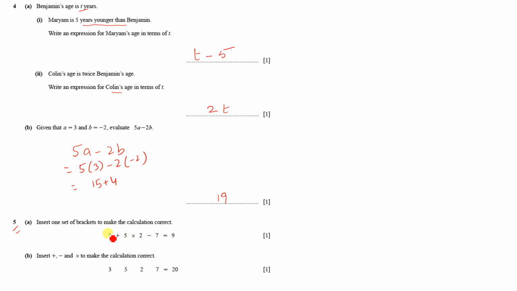If we put bracket here, you can see this is 10 minus 7. So 10 minus 7 is 3. So this is not equal to 9. So this is not going to work. Okay, let's do that. This is 8 times 2 minus 7. So this is 16 minus 7, and this is equal to 9. So the correct pair would be this.